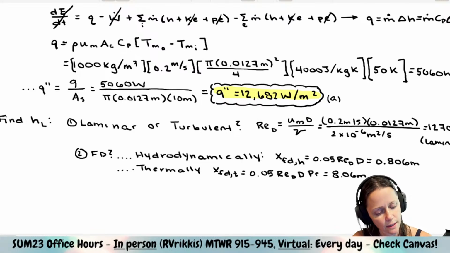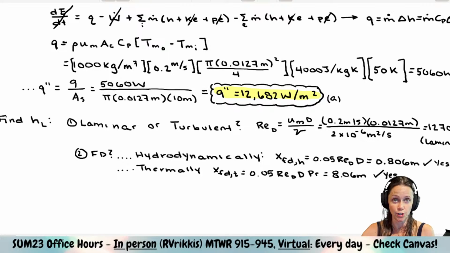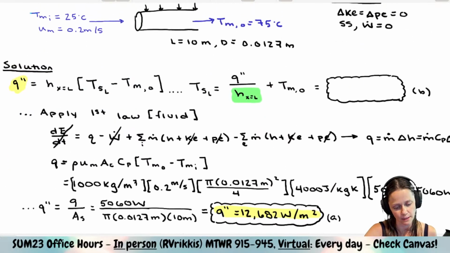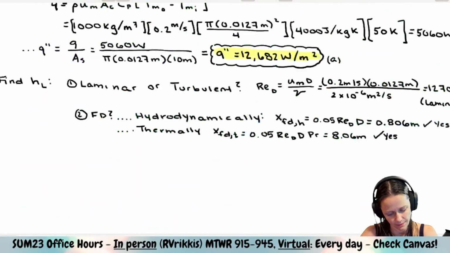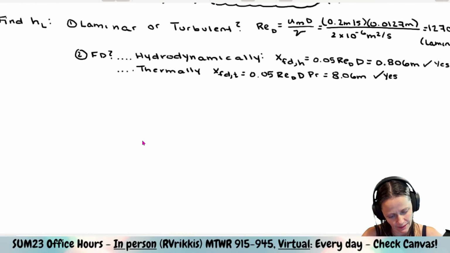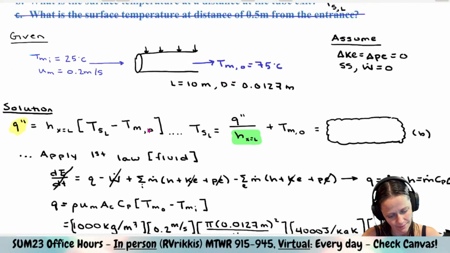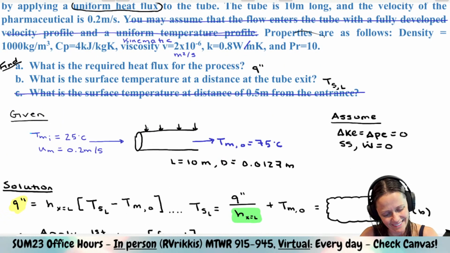I would just say yes. The Prandtl number was given to you in the problem statement. It's up there somewhere. Oh, sorry. There we go. It's right there.